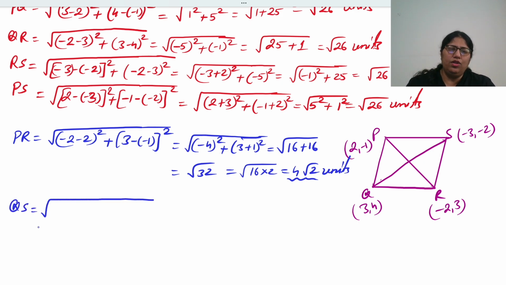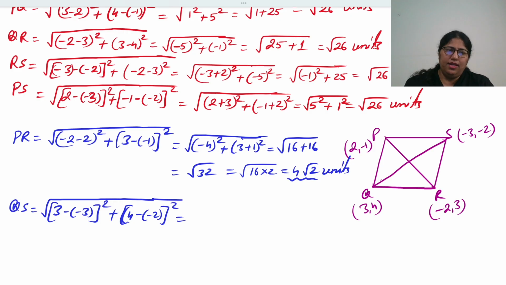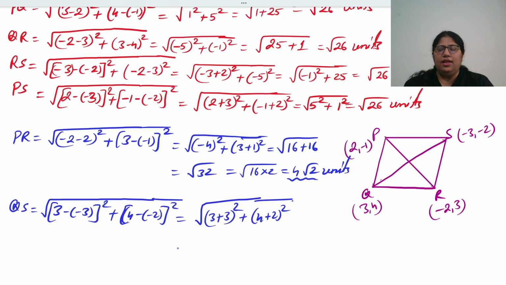Other than that, find out the length of QS. Again for QS also you will use the distance formula. It is 3 minus of minus 3 whole square plus 4 minus of minus 2 whole square, right? Which is, 3 minus minus 3 will become plus 3. So 3 plus 3 whole square plus 4 plus 2 whole square, right? And after that, what are you getting here? I'm getting 3 plus 3, 6 square, plus 4 plus 2, 6 square. 36 plus 36, it is nothing but 72. So it is root 72.